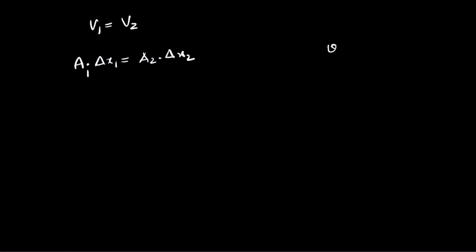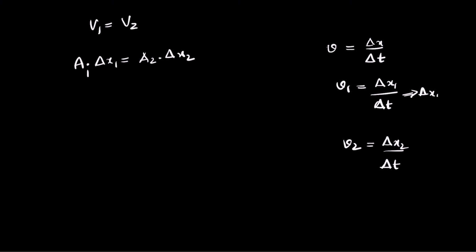Now we know that velocity is distance over time. So we can write that V1 is equal to delta x1 over delta t, and V2 can be written as delta x2 over delta t. From this we can write that delta x1 is V1 times delta t, and delta x2 is V2 times delta t.